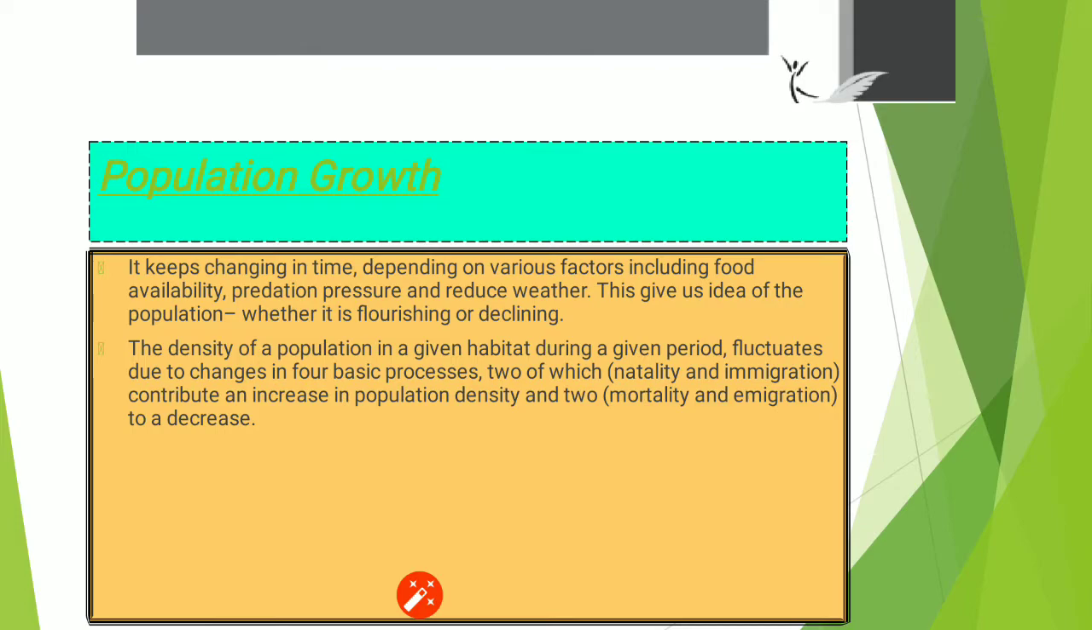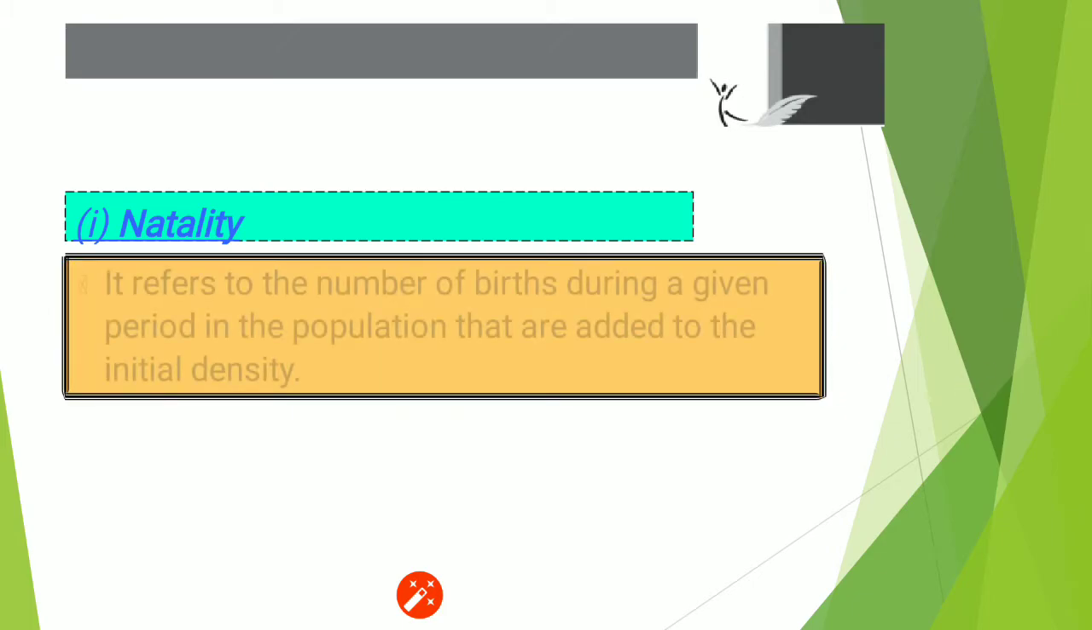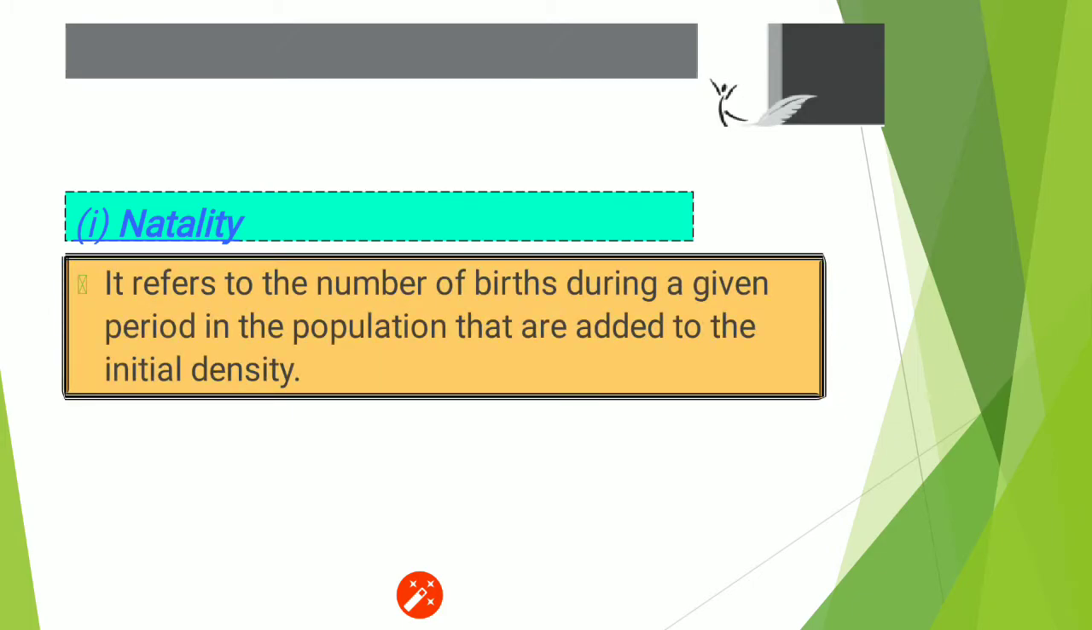The density of a population in a given habitat during a given period fluctuates due to changes in 4 basic processes, 2 of which, natality and immigration, contribute to an increase in population density, and the other 2, mortality and emigration, decrease it. First, we'll start with natality. It refers to the number of births during a given period in the population that are added to the initial density.